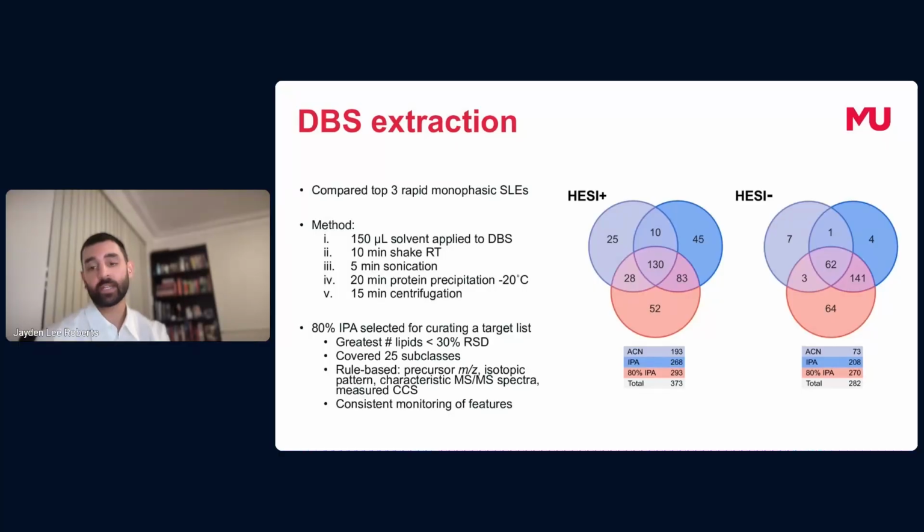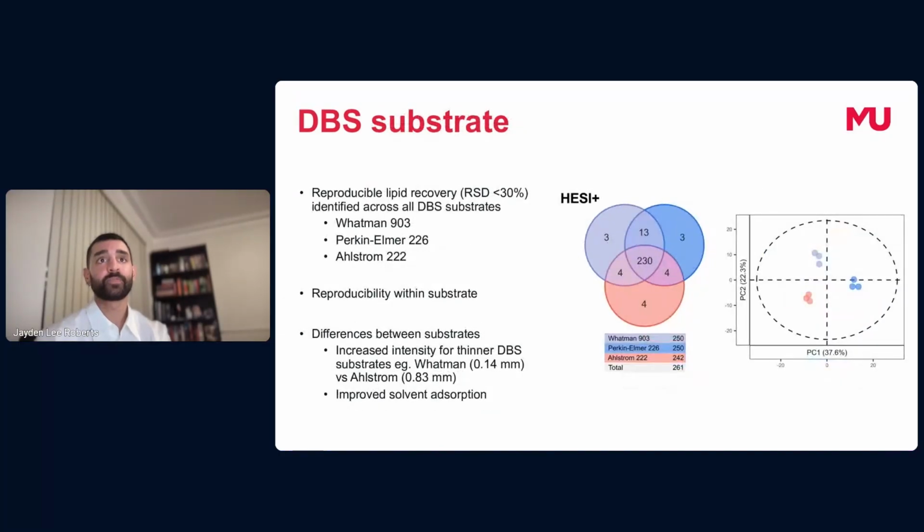Next, we looked at the DBS substrate and the performance of the whole disc extraction with that 80% IPA across common DBS substrates used in the literature. Namely, this included the Whatman 903 card, the Perkin-Elmer 226, and the Ahlstrom 222 cards, which are commonly utilized in a variety of advanced microsampling devices. These all performed quite similarly, each with good repeatability within substrate. I've just included the PCAs and Venn diagrams here for the different acquisition modes in positive and negative ionization modes.